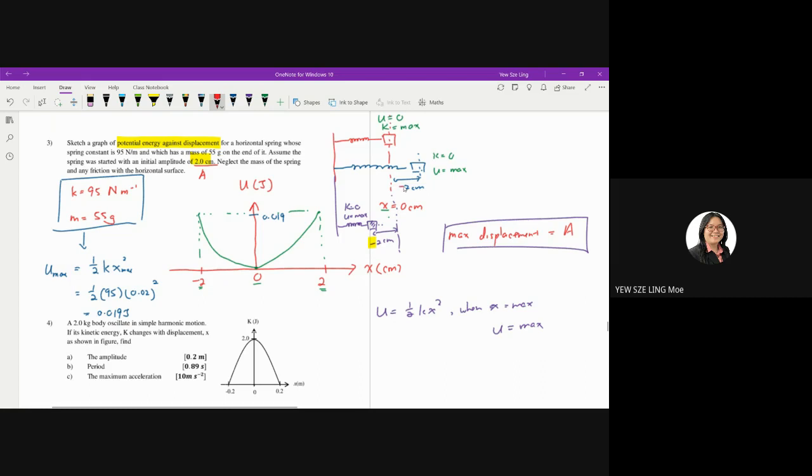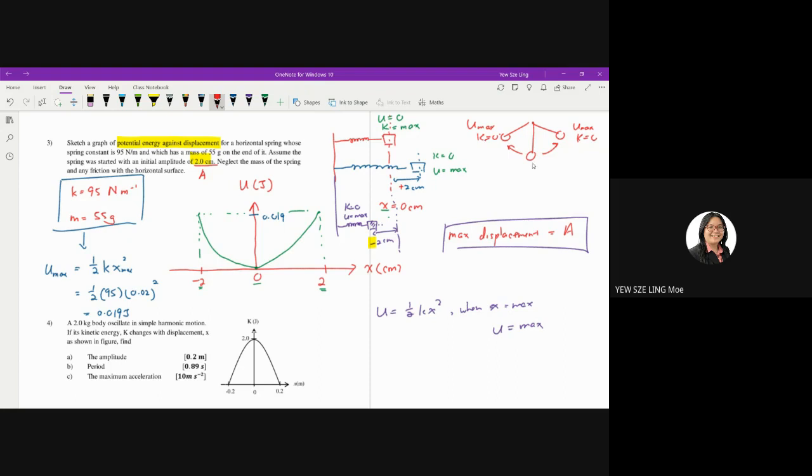So positive 2 means it is on the right hand side of the equilibrium position. Negative 2 means it is on the left hand side of the equilibrium position. Dia macam kamu swing kamu punya pendulum. It can have a positive value, it can have a negative value. The only difference is satu di sebelah kanan, satu di sebelah kiri. So dia macam di sini maximum height, so U max, K 0. And then sini maximum height juga, so U max, K 0. Same concept.